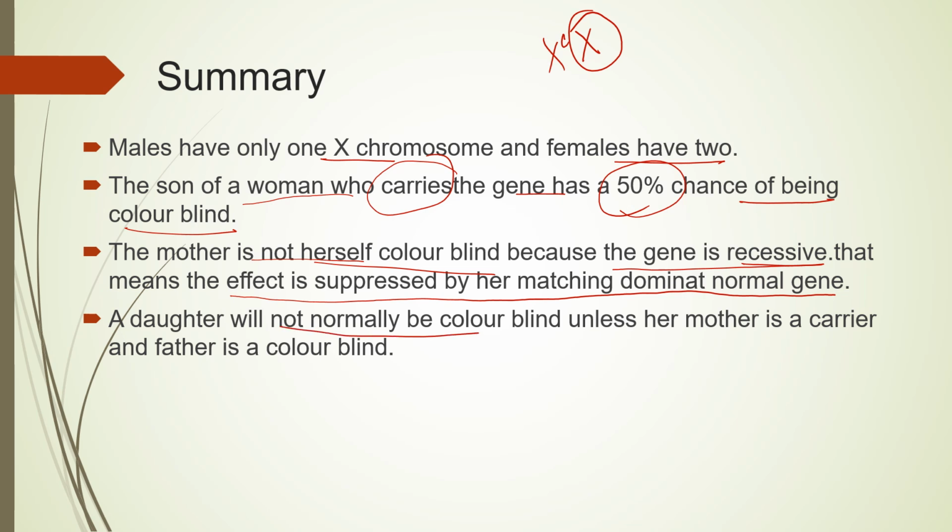So the daughter will not normally be colorblind unless her mother is a carrier and her father is colorblind. Otherwise the girl child will never be colorblind; she will be only a carrier. And this carrier woman can pass it on to sons in other generations as well. Males are affected most, because 8% of males are affected and only 0.5% of females are affected.